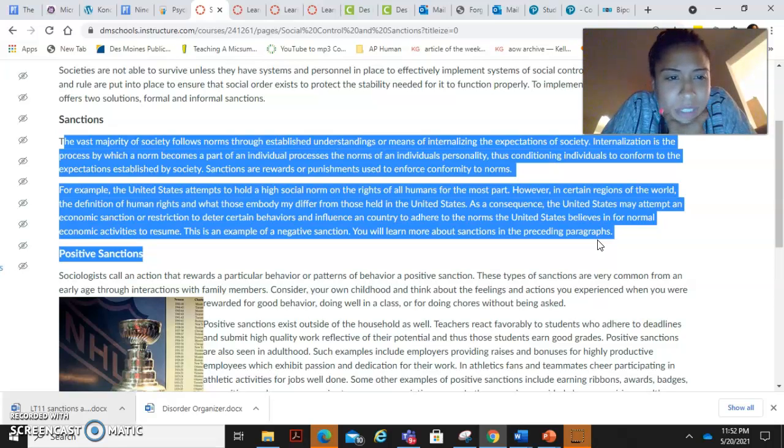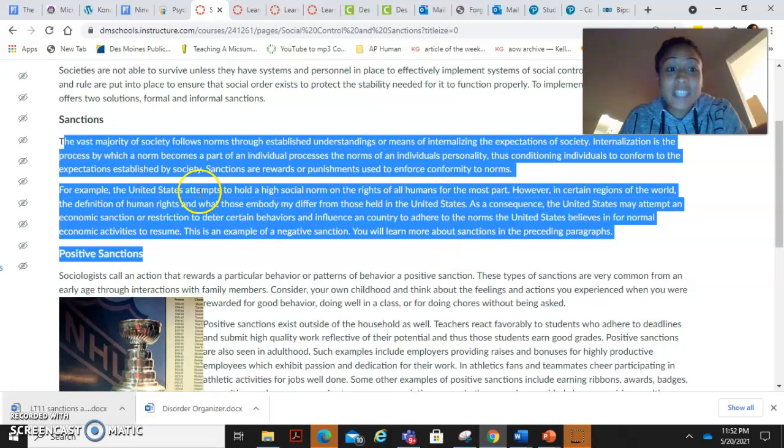What is this person trying to say? Norms become part of an individual when they process the norms of an individual's personality, thus conditioning individuals. Okay, yes. So essentially, people break people down and then build them back up so that they can conform to what society expects of them.